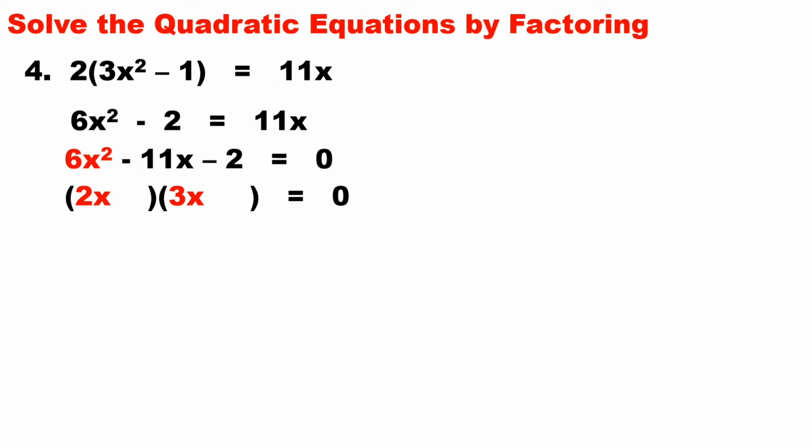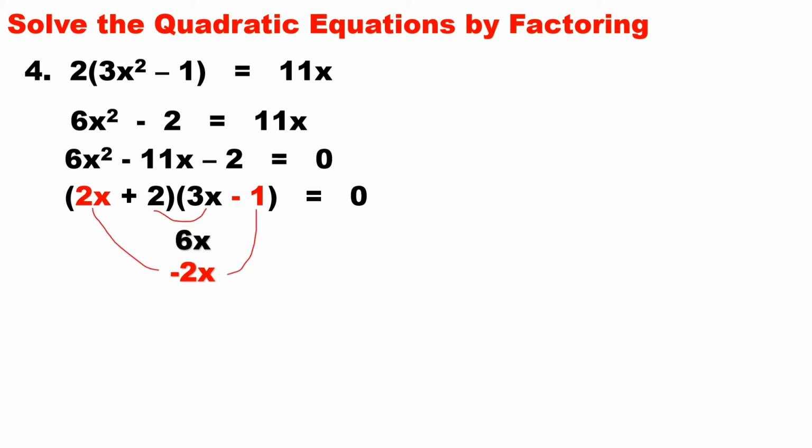Factors of the first term 6x squared equal 2x times 3x. The factors of the third term 2 are 2 times 1. Since the third term is negative, the operations are plus and minus. 2 times 3x equals 6x. 2 times negative 1 is negative 2x. 6x minus 2x equals 4x. 4x did not match negative 11x of the middle term. Therefore, the factors 2x plus 2 and quantity 3x minus 1 are not yet correct.